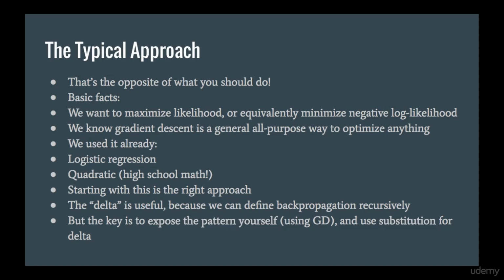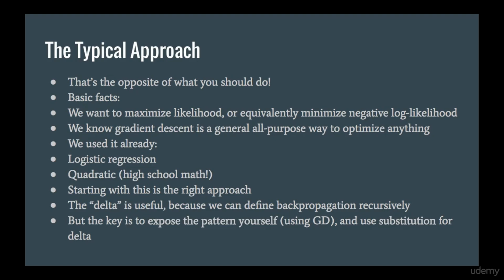Here are the basic facts. We know we're trying to maximize the likelihood, or equivalently, minimize the negative log likelihood. The name of it doesn't matter, we're just trying to minimize something. We know that gradient descent is a general all-purpose method that works to optimize any function. We've already done this hands-on with both logistic regression and with a quadratic equation. Everyone knows the quadratic equation because that's just high school math. So we have a thing we want to optimize. We already know how to do that. We just do gradient descent. So that's the right approach.